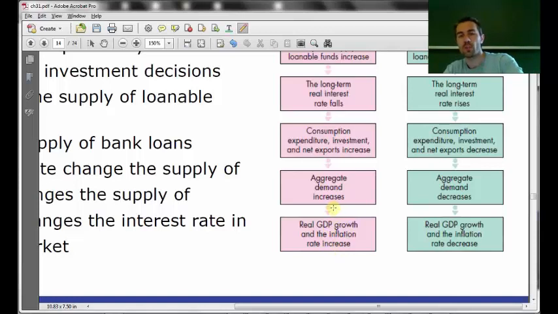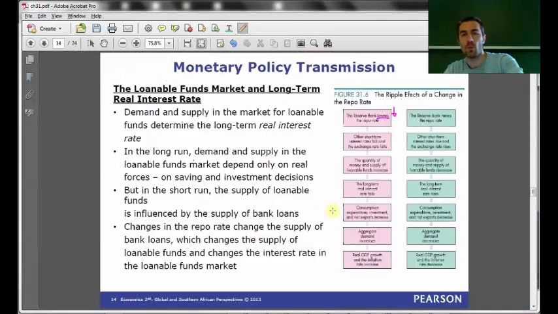All of this, however, is a short-run effect, which is the point that is made over here. There's both a long-run effect and a short-run effect. Everything we've described here shifts aggregate demand, which means we have a short-run increase in output.